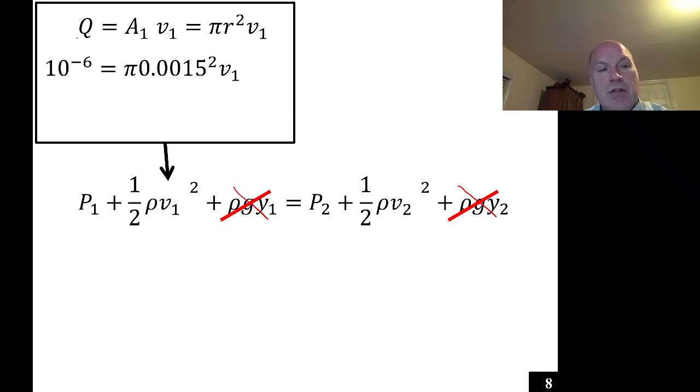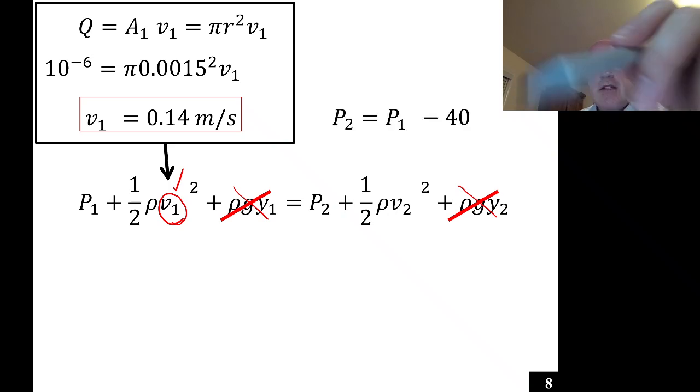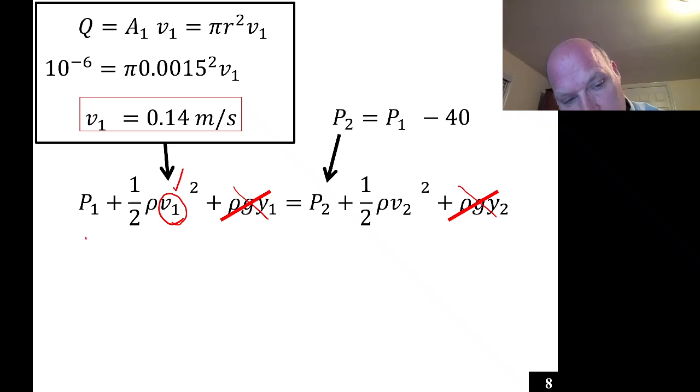Then we can use the fact that they told us the volume flow rate, and they told us the radius or the diameter. We were able to figure out the velocity, V1. So now we know the velocity. I'm going to draw a circle around it. We know this. Check. Obviously, we know density. What else do we know? They said that the pressure dropped by 40 Pascal. So we're going to plug that in there. I'm going to write it out.